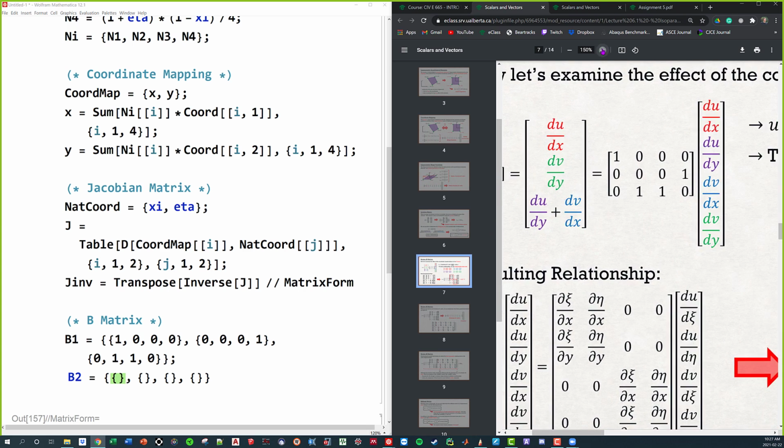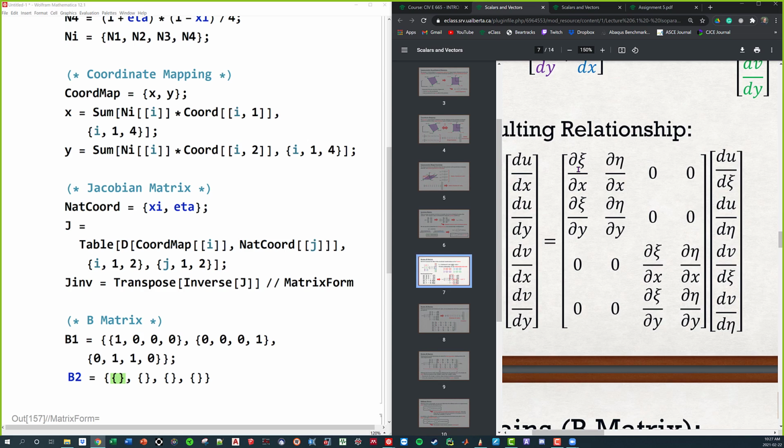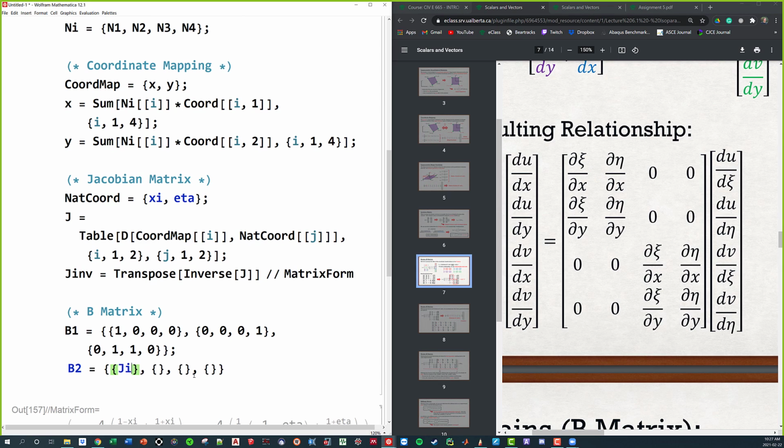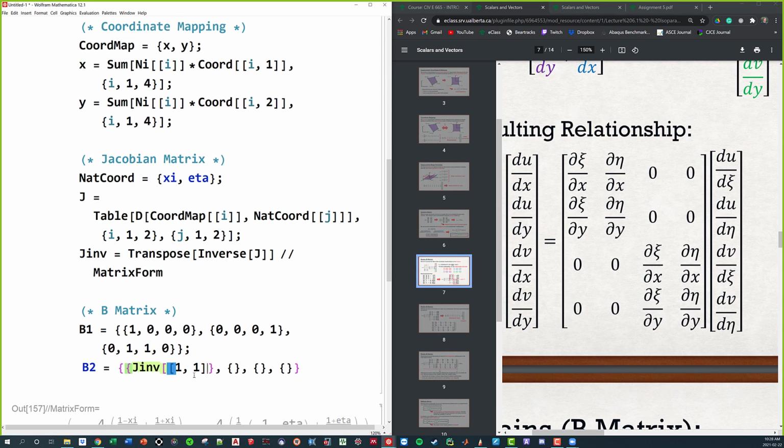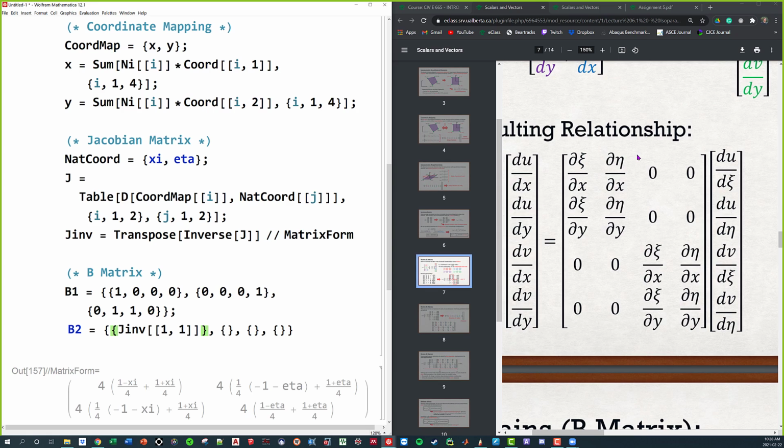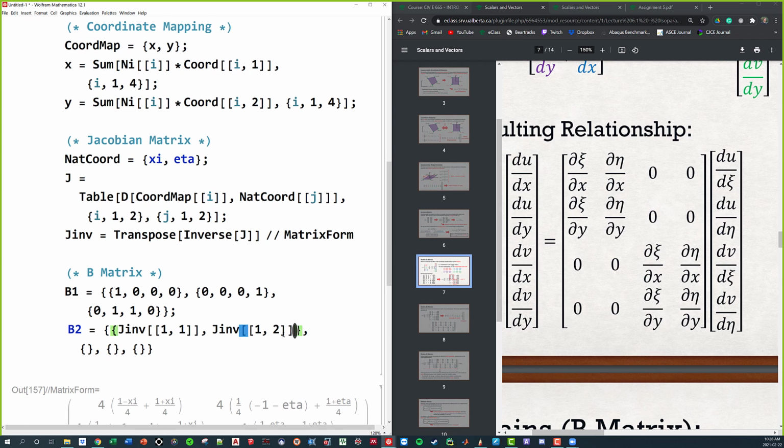Maybe I'll zoom in a little bit. So we're going to go just down the rows. The first component of this B matrix is actually going to be the first component of J inverse. If we move on to the second component, this is component 1, 2 of J inverse, so I'm going to write J inverse 1, 2. Moving on, the next component is going to be 0. And finally, the third component is also going to be 0. So this is going to be the first row.